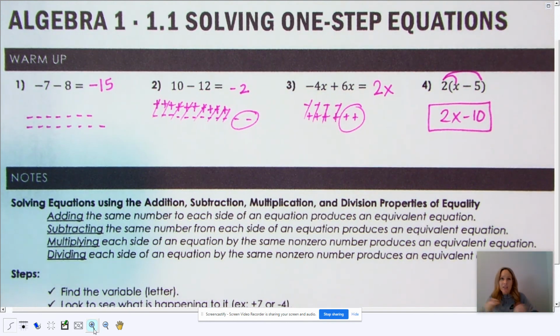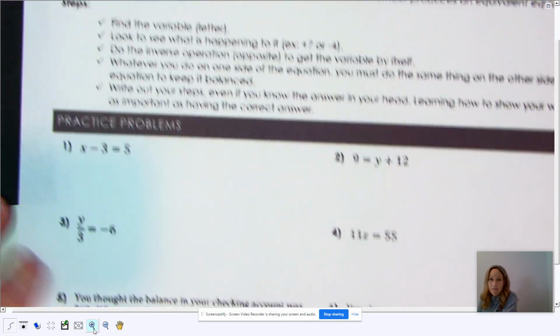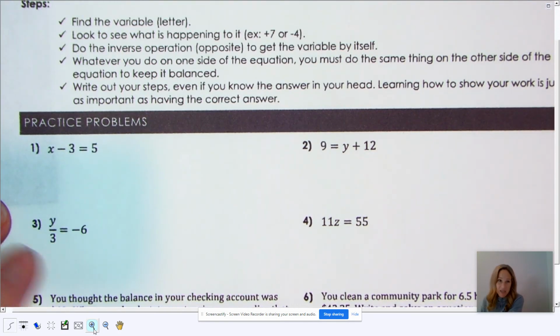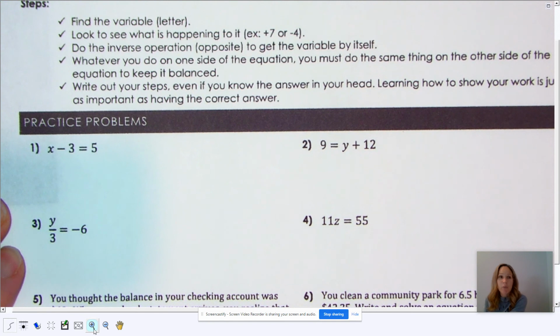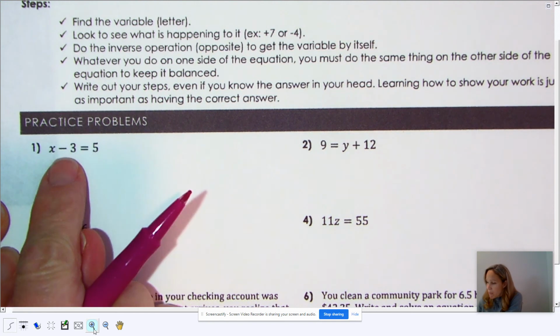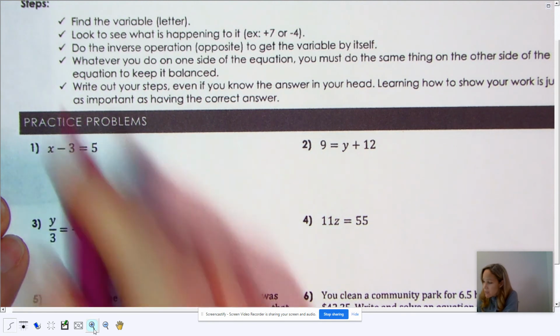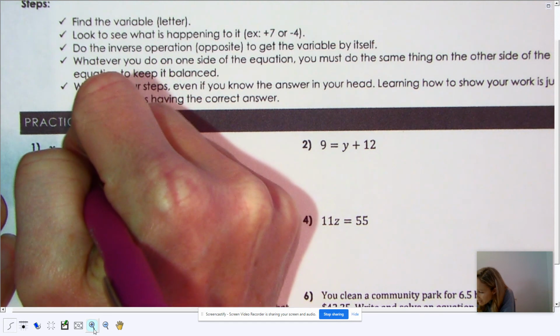Okay, today we're going to be looking at solving one-step equations. And basically what we're doing is we're working the problem backwards to figure out the missing value. So if we have x minus 3 equals 5, I would add the 3 back on to figure out what my original number is. So you can look at the -3. We're going to do the opposite, the inverse operation to that would be +3.